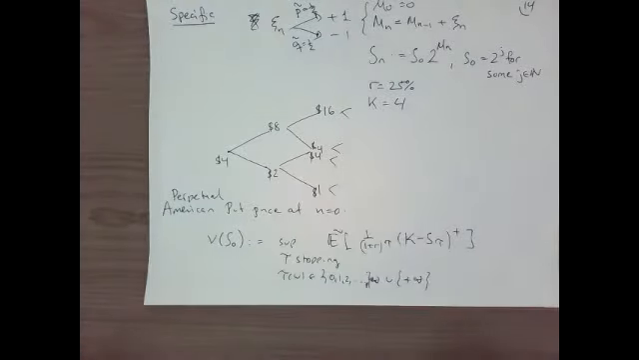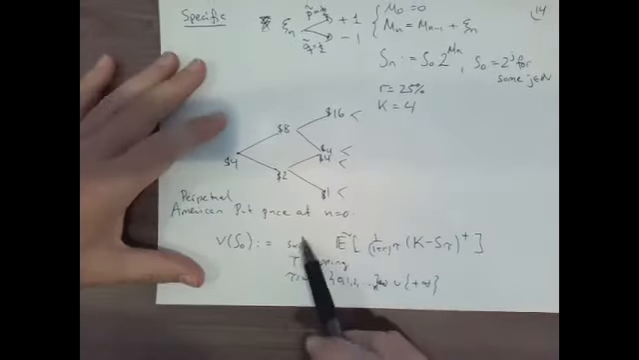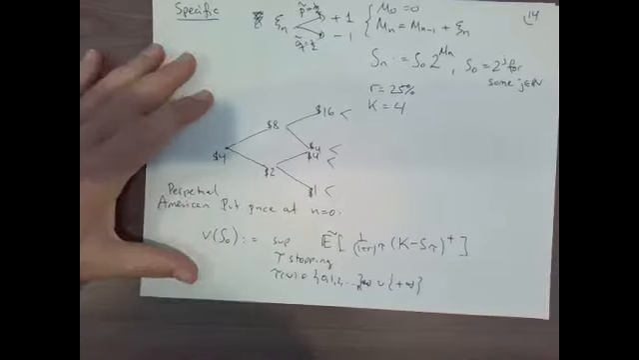Are we all good so far? Are there any questions up to this point? This is an optimal stopping problem. I'm trying to maximize these expectations that I have over here.